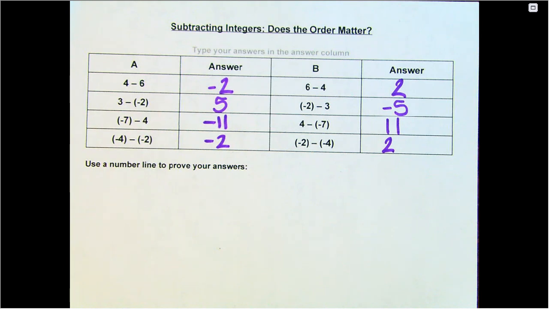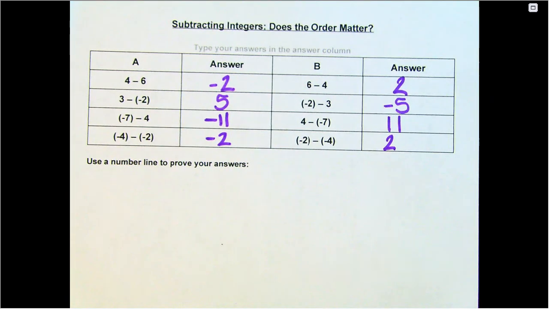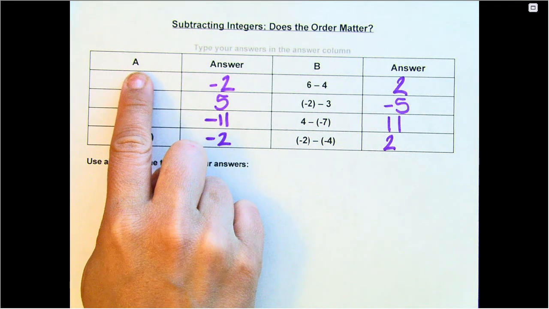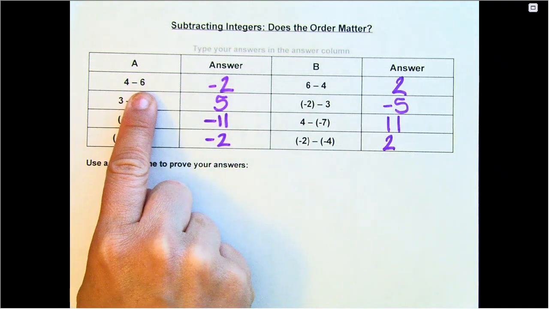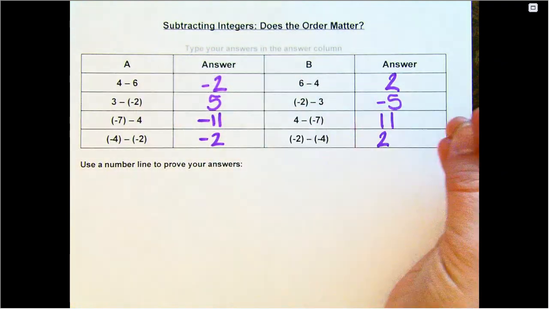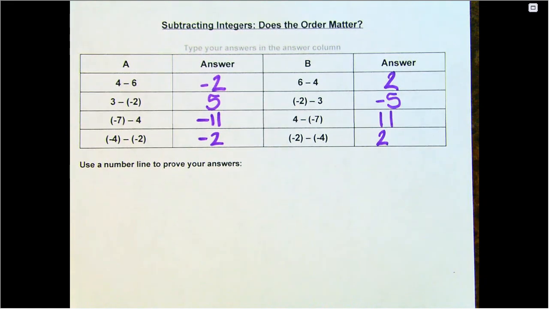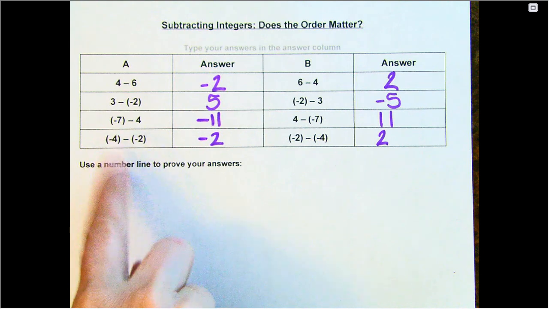In today's assignment, I used the number line to prove my answers, but you are being asked several questions. First, what did you notice about the expressions, not the answers? What did you notice about 4 minus 6 and then 6 minus 4? What happened? That's the first question. The second question is asking what you noticed about the answers. And then the very last question, in conclusion, is asking you, did the order of subtracting your integers matter?